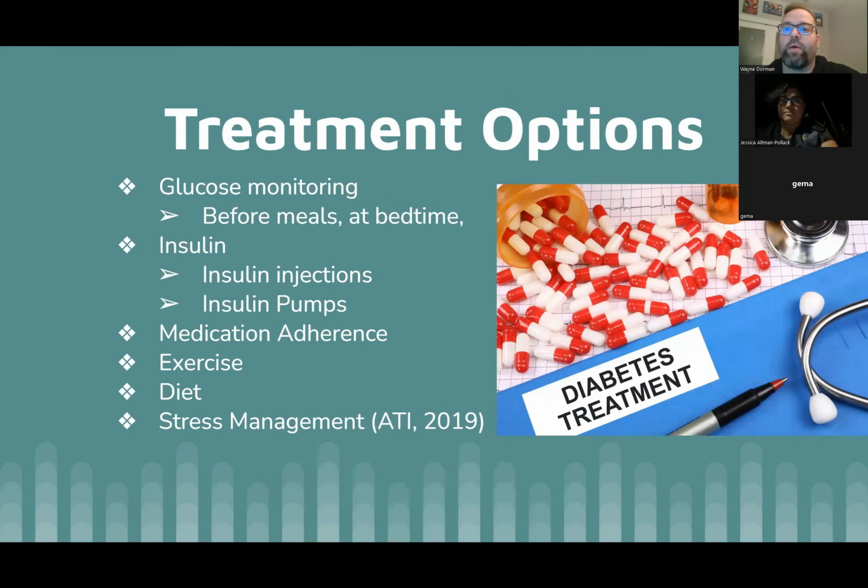Thank goodness there are treatment options. A big one is glucose monitoring. You check your blood sugar before meals and at bedtime. You see if you're right in a range, then you dose insulin appropriately. You can perform insulin injections via single shot injections, or they have insulin pumps.